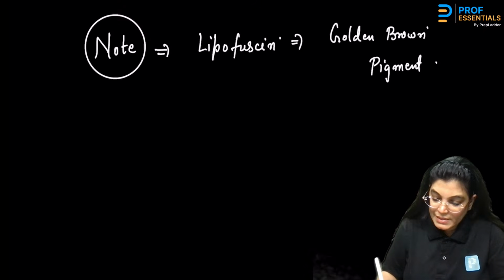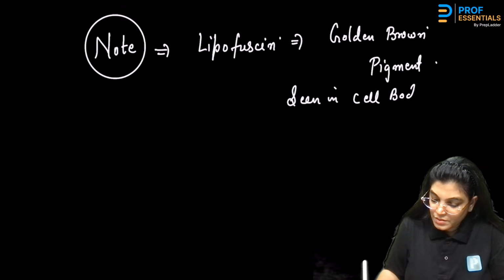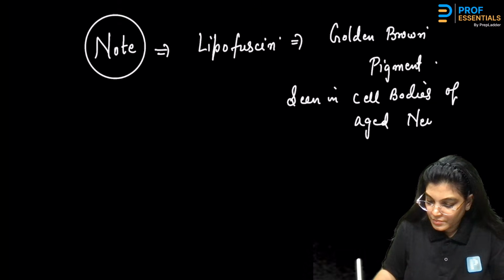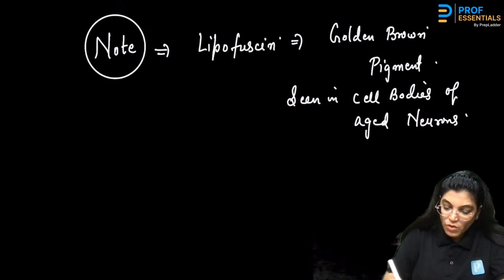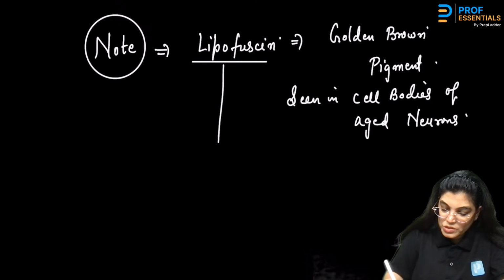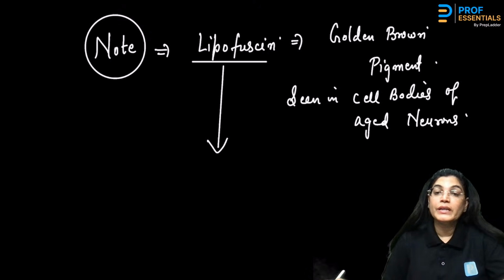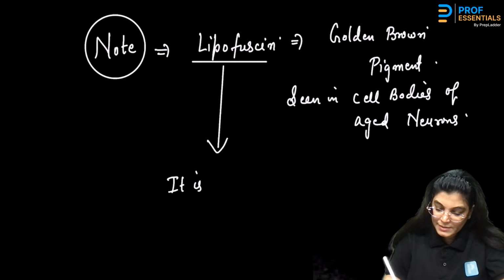Golden brown pigment seen in the cell bodies of aged neurons. The other important point is that we can also define lipofuscin, which is present in aged neurons, as a wear and tear pigment. What is it? It is a wear and tear pigment.